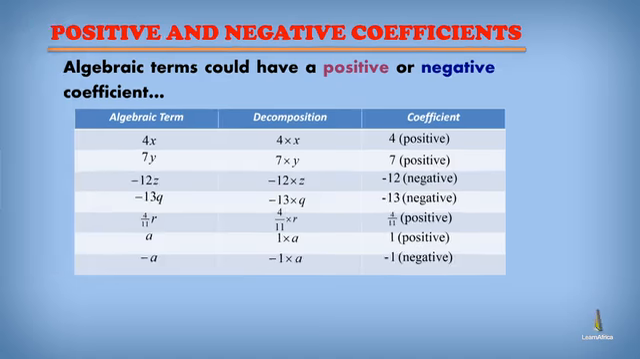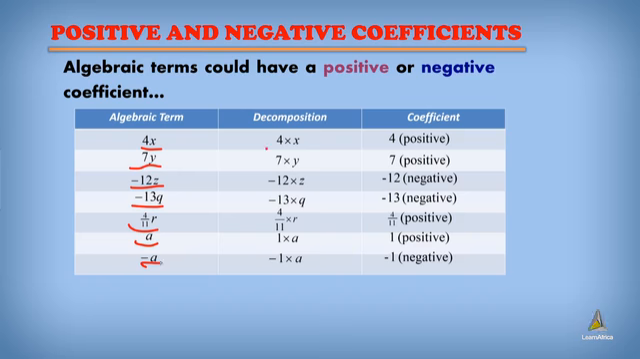Now, having seen what coefficients are, let's look at positive and negative coefficients. Algebraic terms could actually be positive or negative. We have a table here where we have a list of algebraic terms: 4x, 7y, minus 12z, minus 13q, 4/11r, a, and minus a. Then moving on in the table, you realize we have the title decomposition. By decomposition, we mean the components that make up the algebraic term.